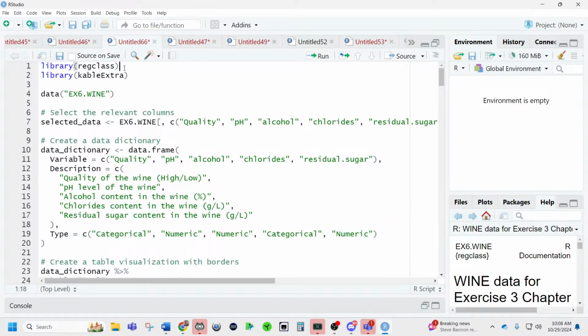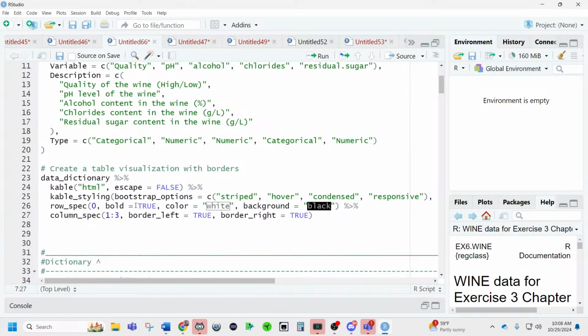We've got loading library reg class right here. We've got loading kableExtra. We're loading the EX6 wine data. We're selecting only certain variables right here, creating a data dictionary to talk about them. And then the data dictionary right here, kable, HTML, escape equals false.